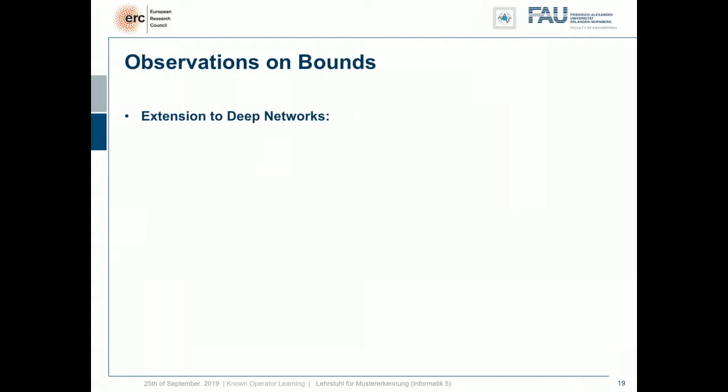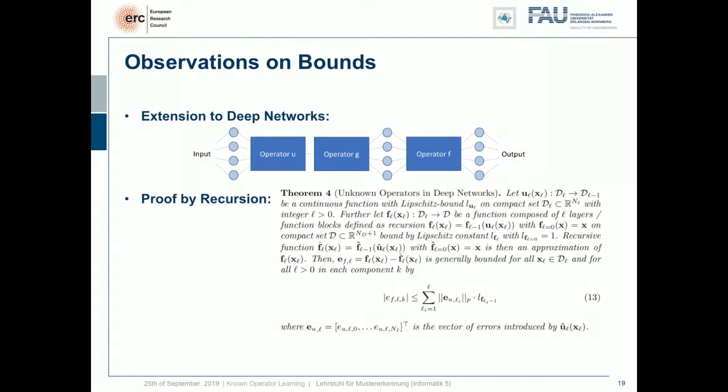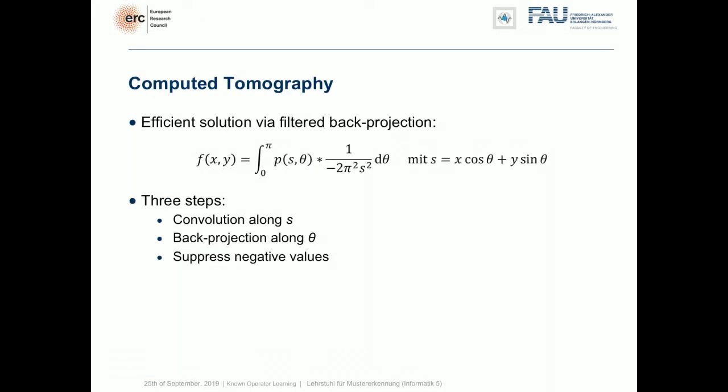And now we would be interested in extending this to deep networks, and this can also be done. You can also prove this, that there's this upper bound, you just need a recursion, and then you can show that the specific bound, as shown here in equation 13, emerges. And so we were quite happy that this was just published in Nature Machine Intelligence this August. And now that we can really show that if we embed this knowledge into our operations, then we can also put this into some applied context.